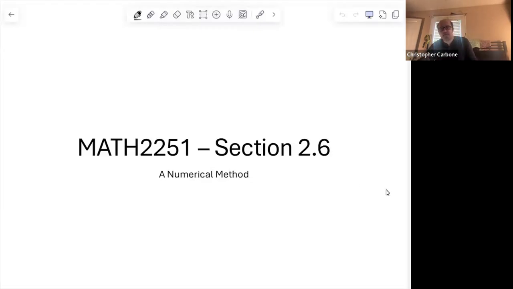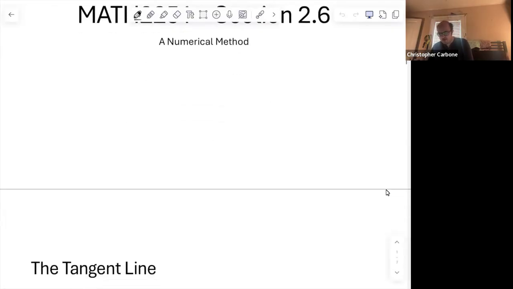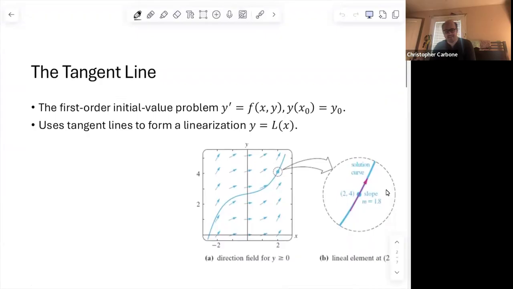Hello, class. So this next lesson is on section 2.6 on a numerical method. Or I should say numerical methods. I have two inside of this one. And this uses the idea of the tangent line.